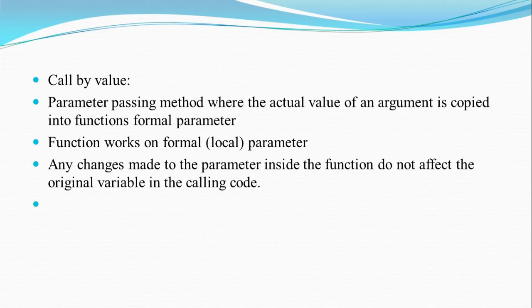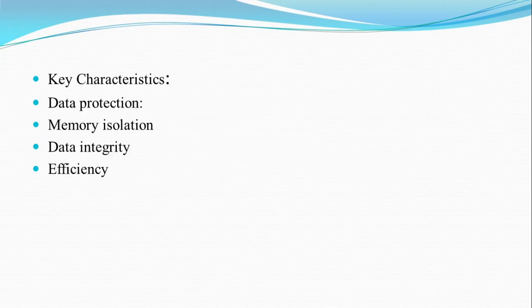So in this case the actual parameters will remain unchanged, and only the formal parameters will be changed inside the function. Now in the parameter passing method, the actual value of the argument is copied into the function's formal parameter, and the function basically works on that local or formal parameter. Whatever changes are made inside the function to the formal parameter do not affect the original variable in the calling code.